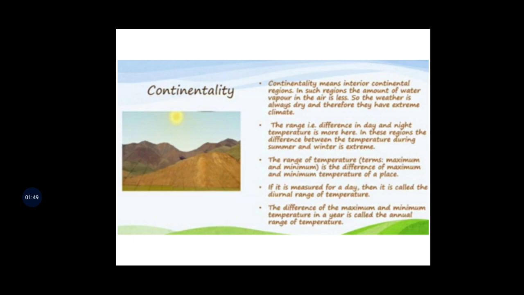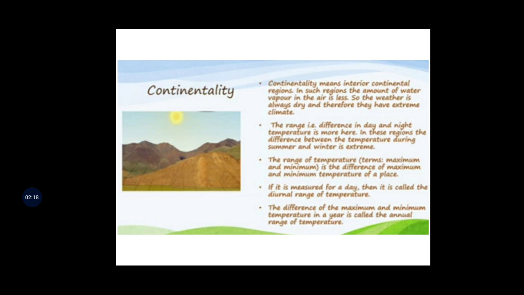Next point, we are going to learn continentality. Actually children, there is a difference in the heating and cooling of land and water. The air over the land gets heated faster and also becomes cooler rapidly. The air over the water gets heated slowly and also loses the heat in a slow manner.